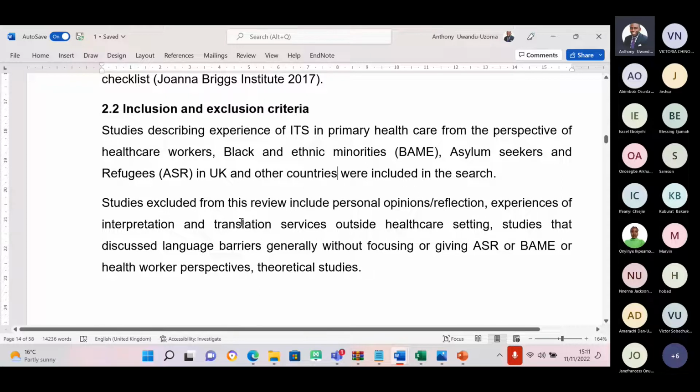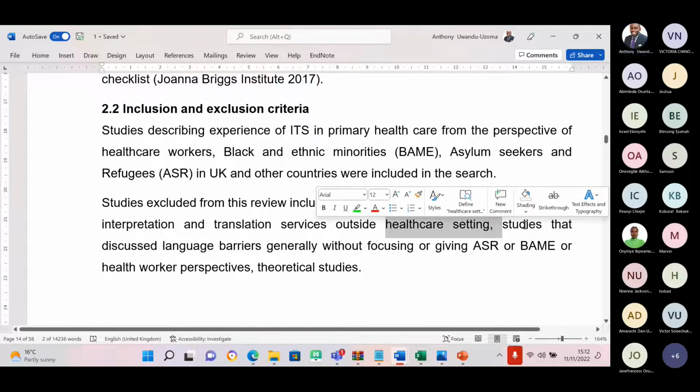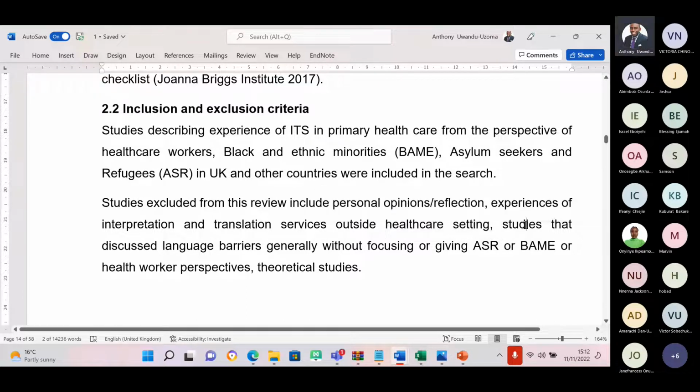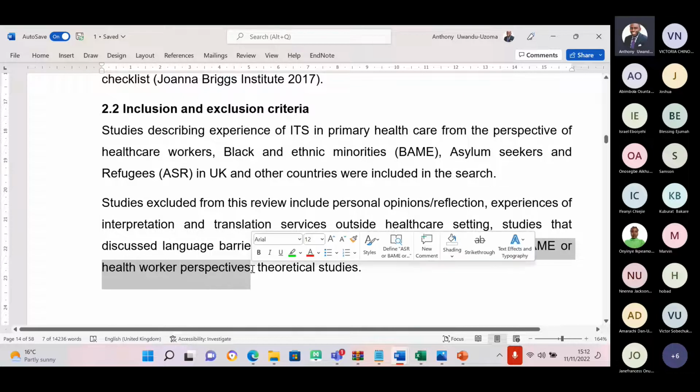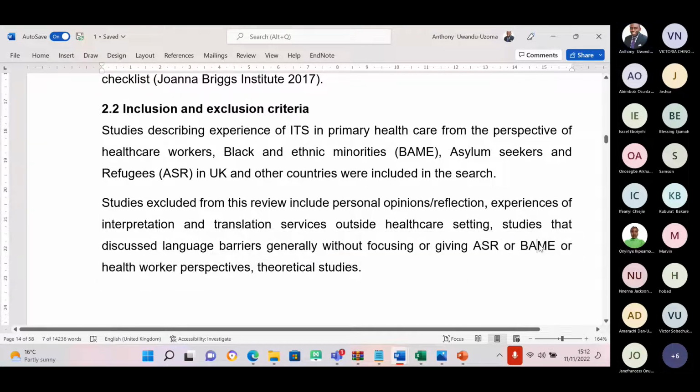So now look at my studies excluded: review from personal opinions, reflection, experience of the others, ITS outside healthcare setting. Remember, I told you setting. My setting was primary healthcare. So any experience that is not within primary healthcare, I will exclude them. Okay. Now, studies that discuss language barriers without focusing or giving ASR or BEM or health worker perspectives, yeah, they were also excluded. So BEM is black and ethnic minority. Then theoretical studies were also excluded.